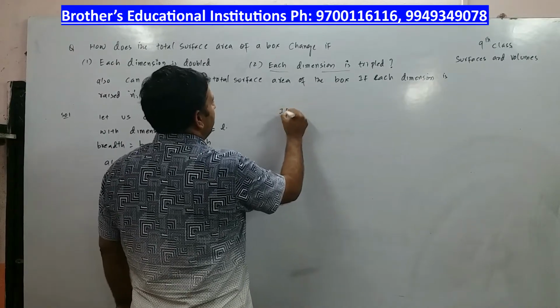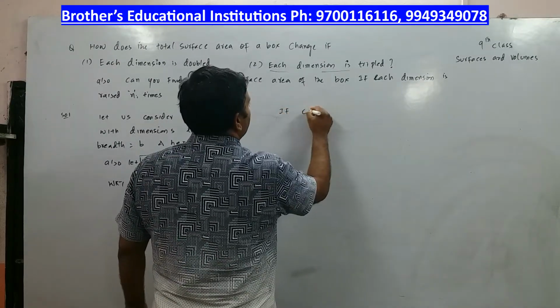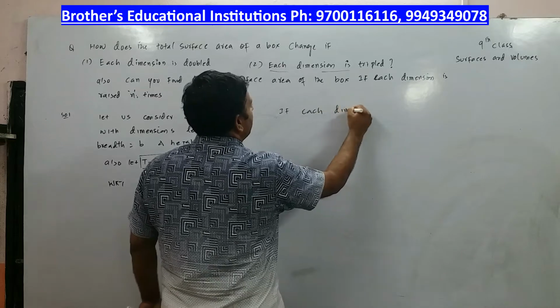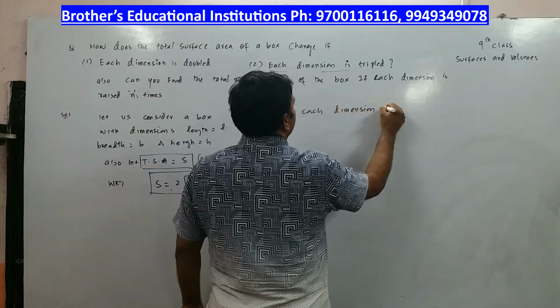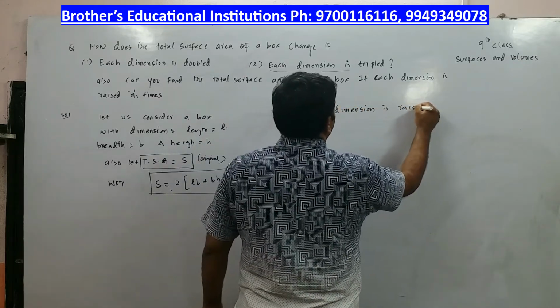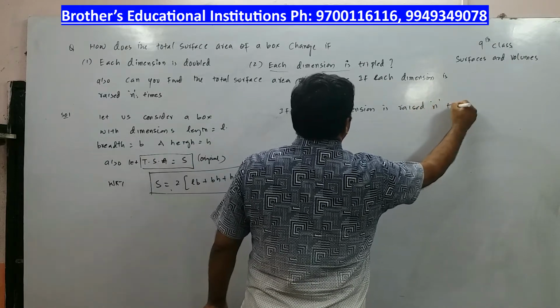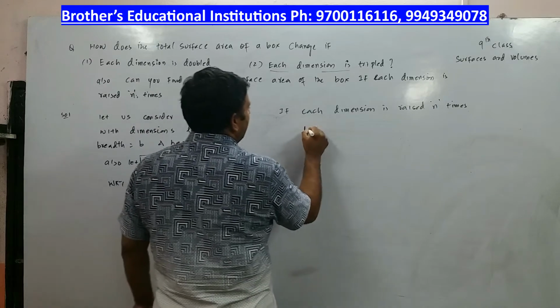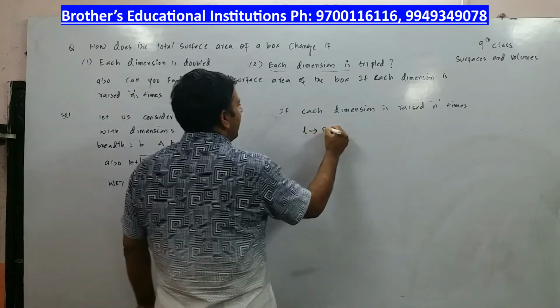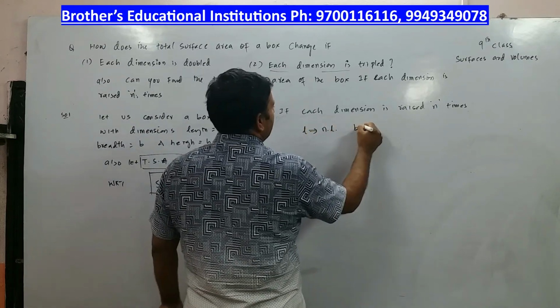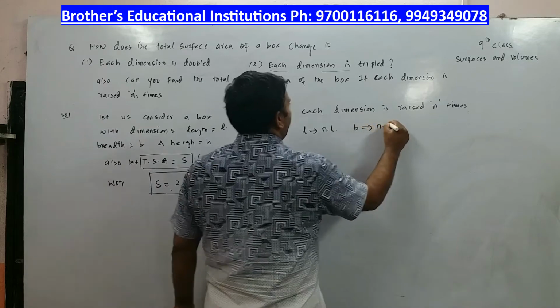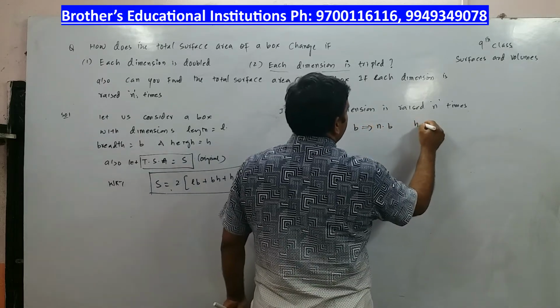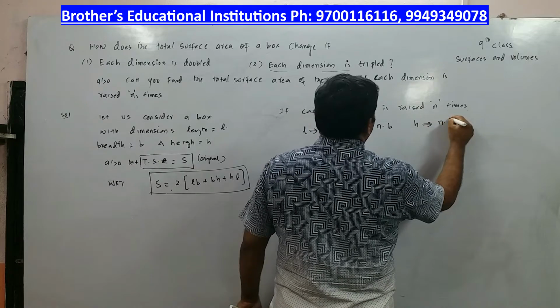See, if each dimension is raised n times, what will happen? L is becoming n times L, breadth is becoming n times breadth, height is becoming n times height.